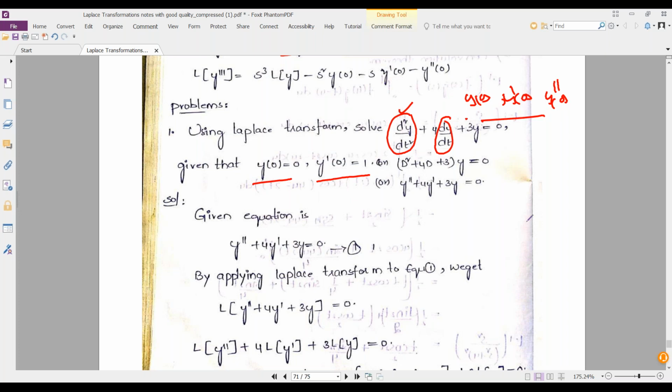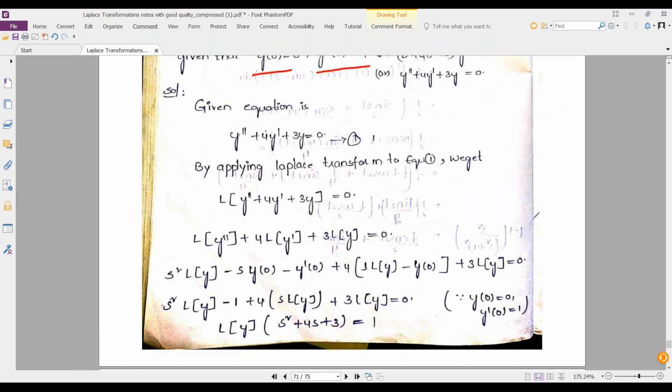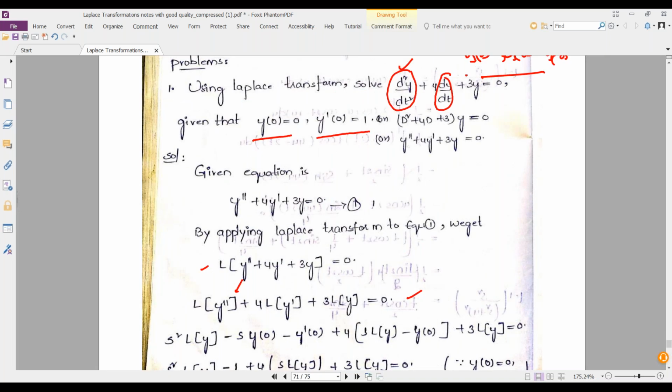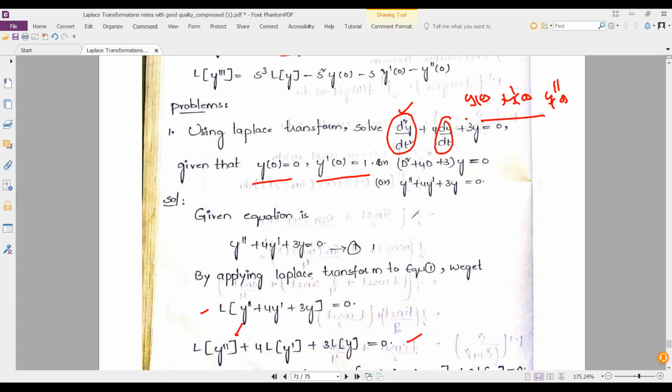Now, for this differential equation, what can I write here? Apply Laplace transform on both sides: L of y double dash plus 4y dash plus 3y equals 0. I can split it by using the linearity property: L of y double dash plus 4 times L of y dash plus 3 times L of y equal to 0. A moment before, we checked what is L of y double dash: s square L of y and so on. So ultimately you may get a doubt about what we are actually going to calculate.